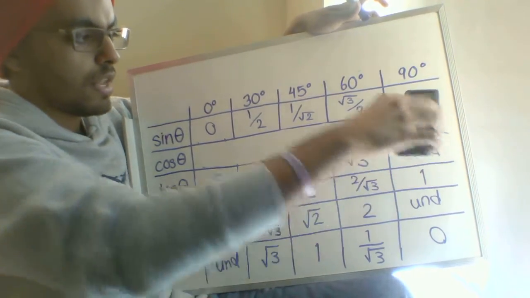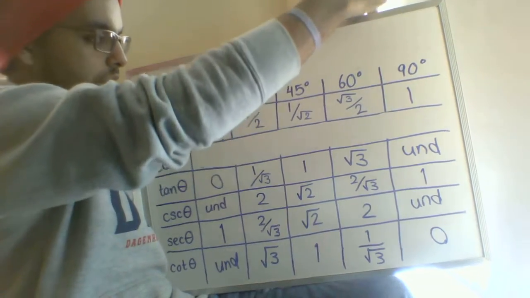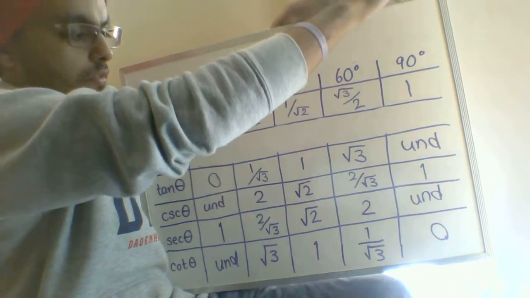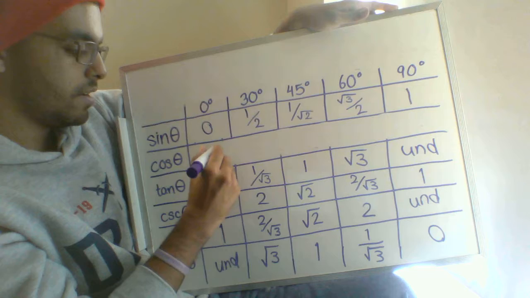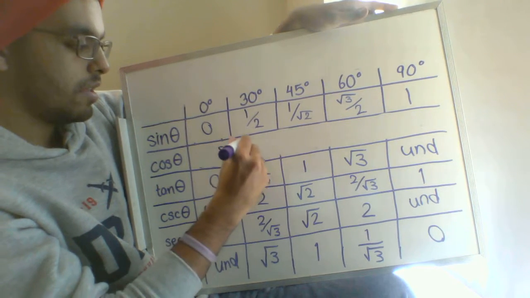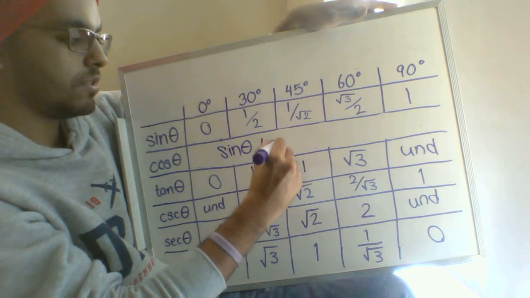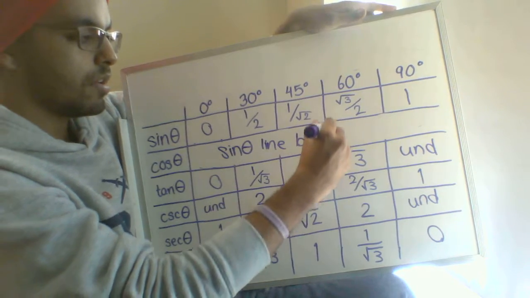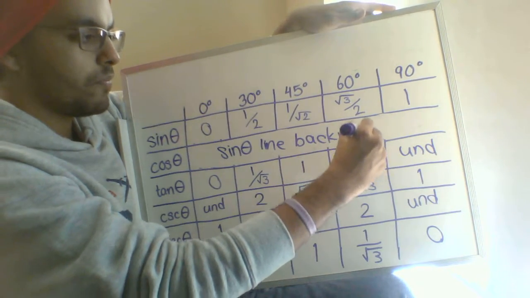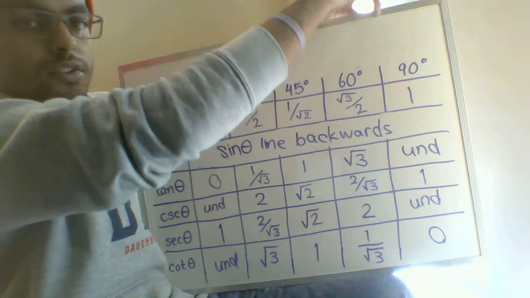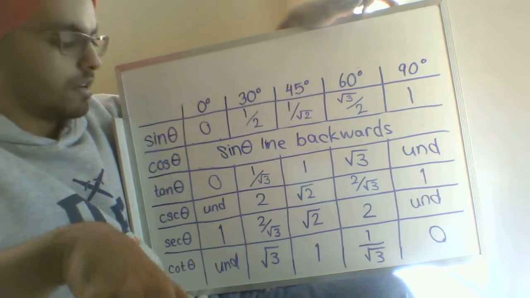All right, so the cosine line is basically just the sine theta line backwards. That's the easiest way to figure this out.